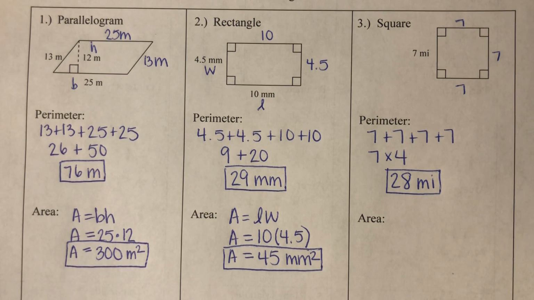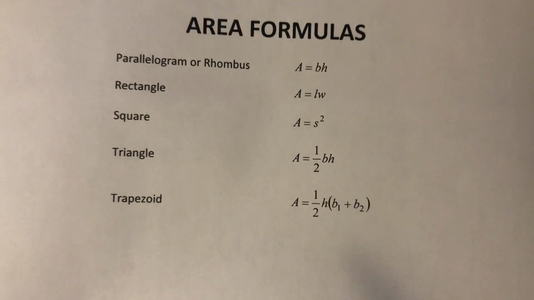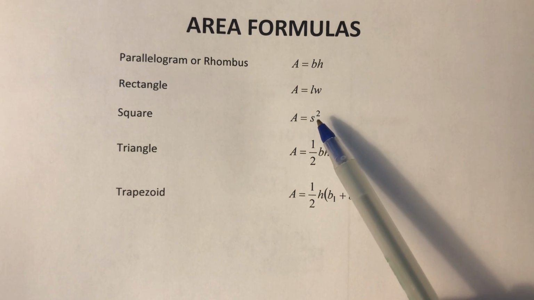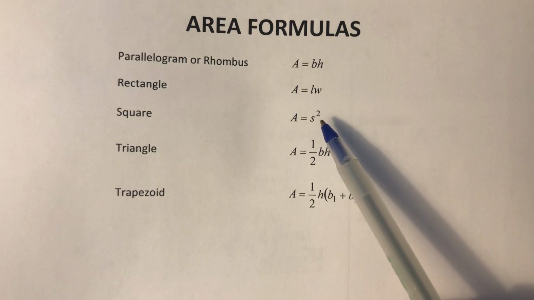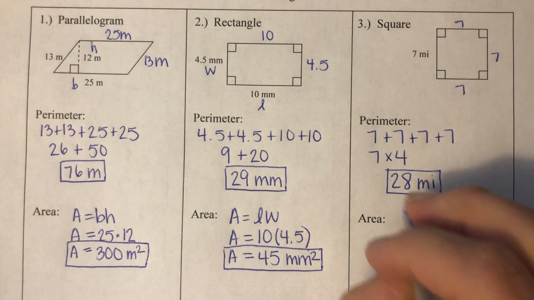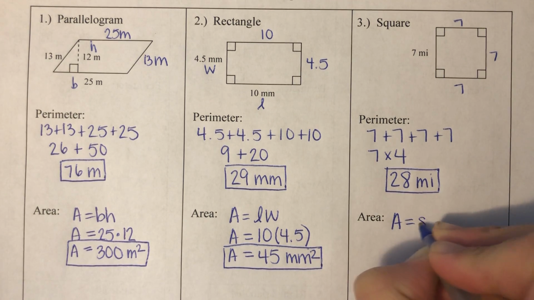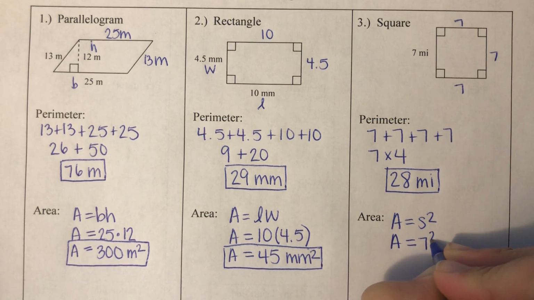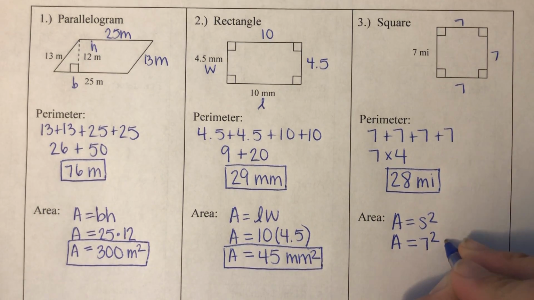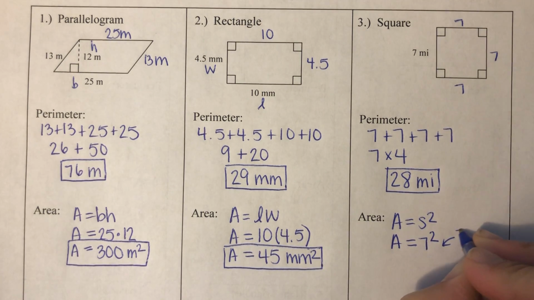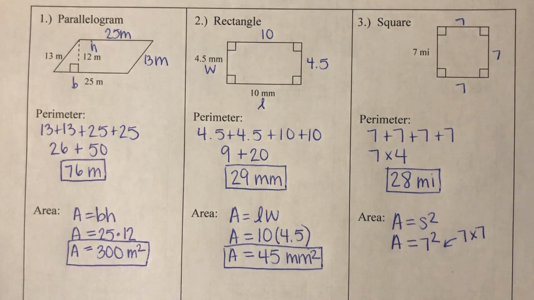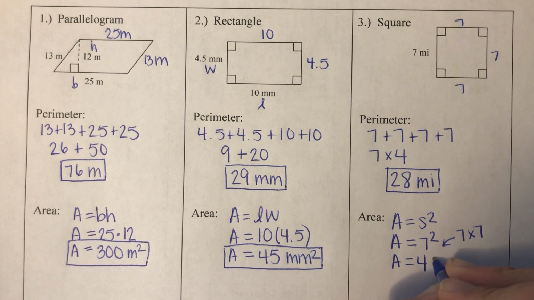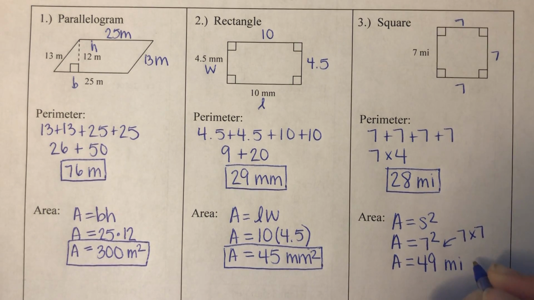Area, back to that formula sheet. I'm on to square. Remember, I could use the rectangle formula if I'd like. I could use length times width, but we're really trying to learn side squared for square. So area equals side squared. Area equals, our side was 7. Gonna get that little exponent. Remember what this means. It does not mean 7 times 2. It means 7 getting multiplied by itself twice. 7 times 7, which is 49 miles squared.